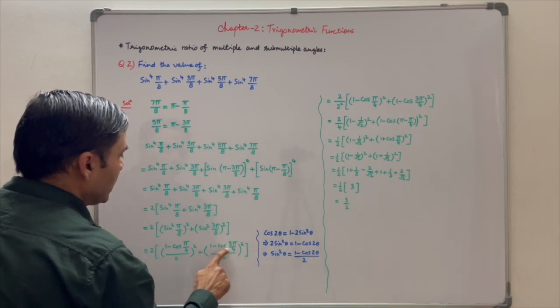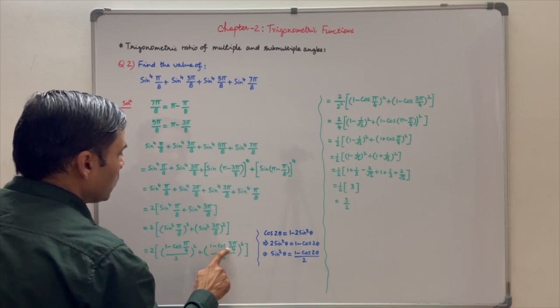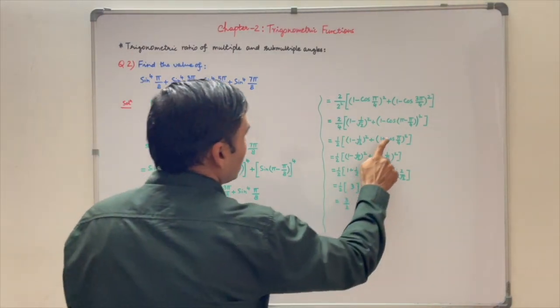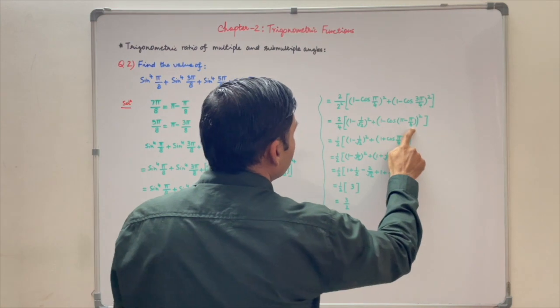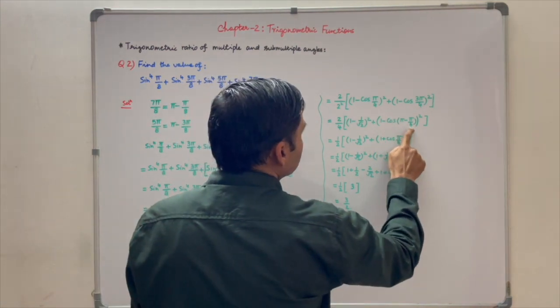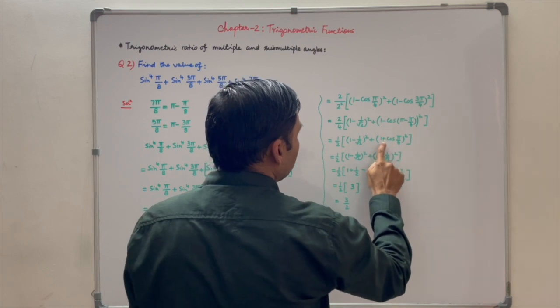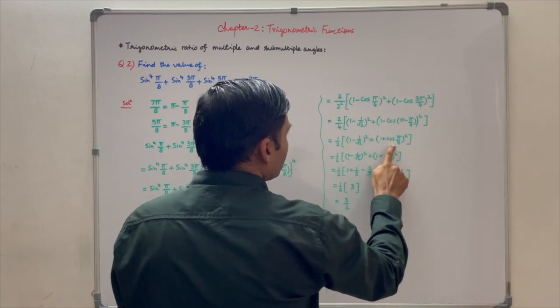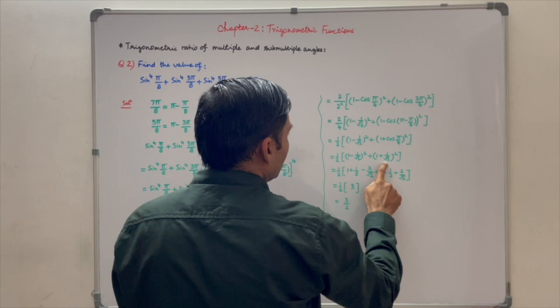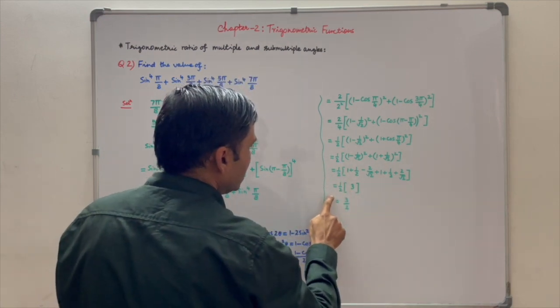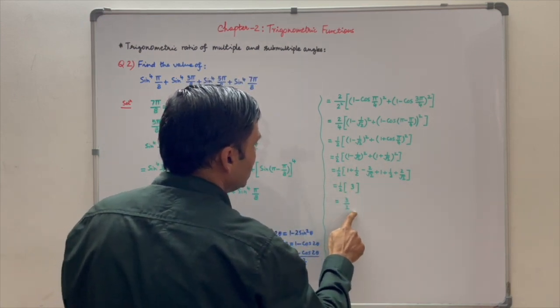We need to simplify cos 3 pi by 4. So cos 3 pi by 4 can be written as cos (pi minus pi by 4). We know that cos (pi minus theta) is equal to minus cos theta. So this minus will become plus. So cos pi by 4 is equal to 1 by root 2. So it can be simplified further to get the value 3 by 2.